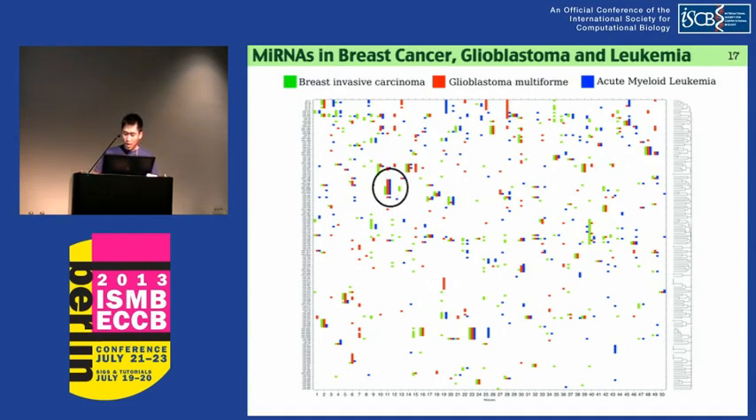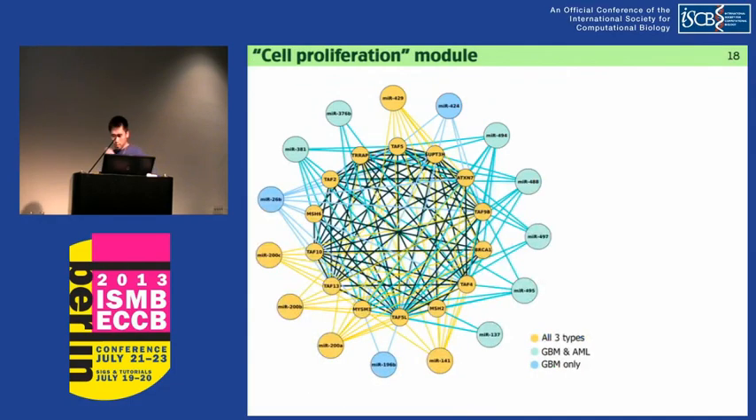Okay. In particular, I'm going to talk in more detail about these modules that we found. So this is one module that we found, and we call it the cell proliferation module. The color here encodes whether the interaction was found in all 3 types of cancer, or in 1 or 2 cancer types. The things in the middle are the genes, and the outer circle are microRNAs.